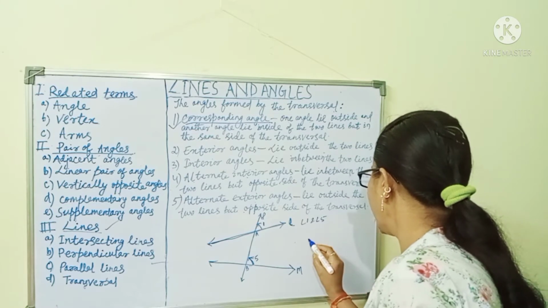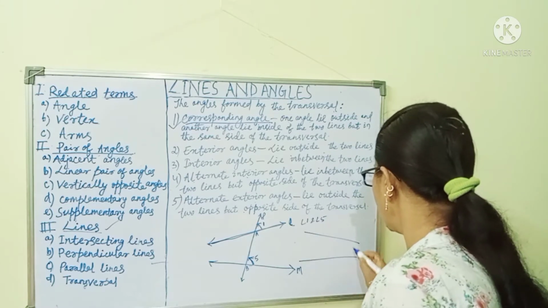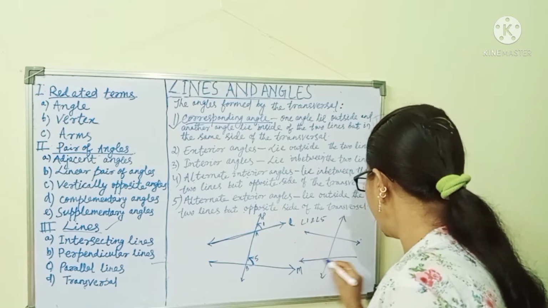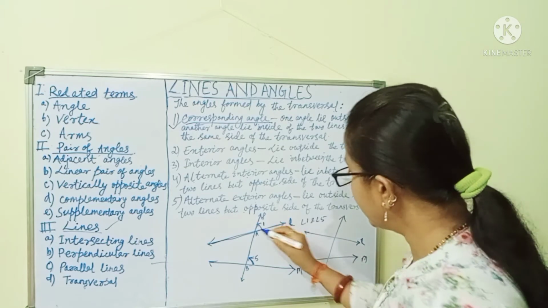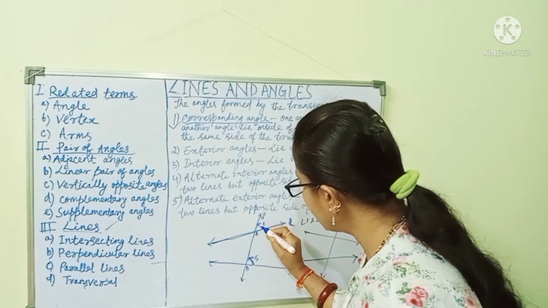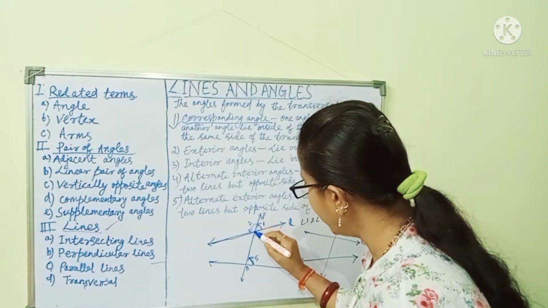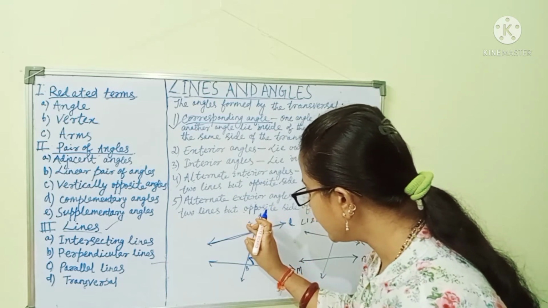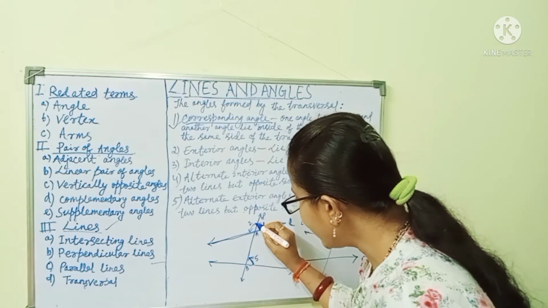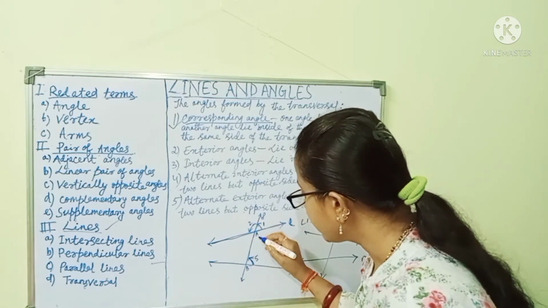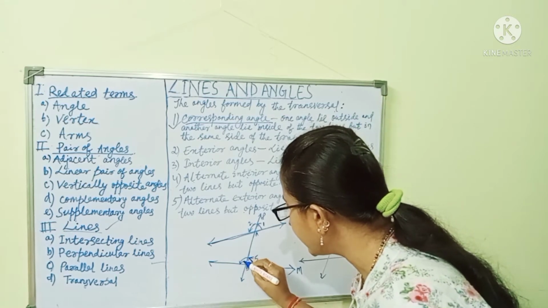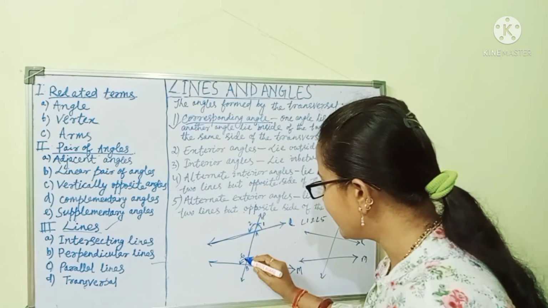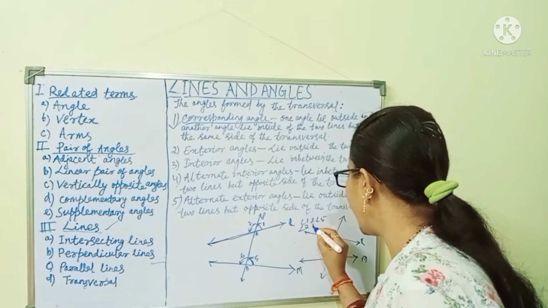Now if I consider another pair, this is also L and M. In this picture I can show the second. If this is the first angle and this is the second angle, this one is outside of this line, the outside angle of this line. And which will be the inside angle? This one. This is 1, 2 and this is 5, 6. So 2 and 6 are also corresponding angles.